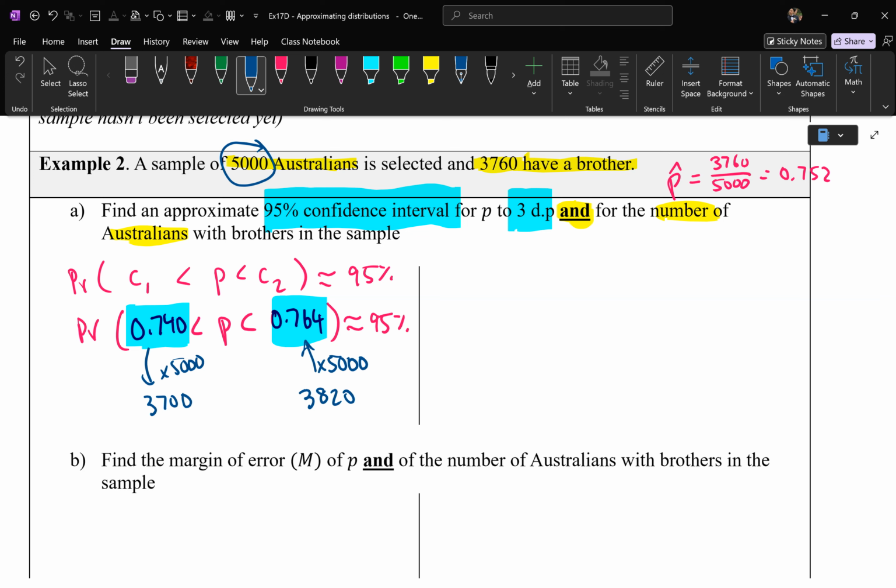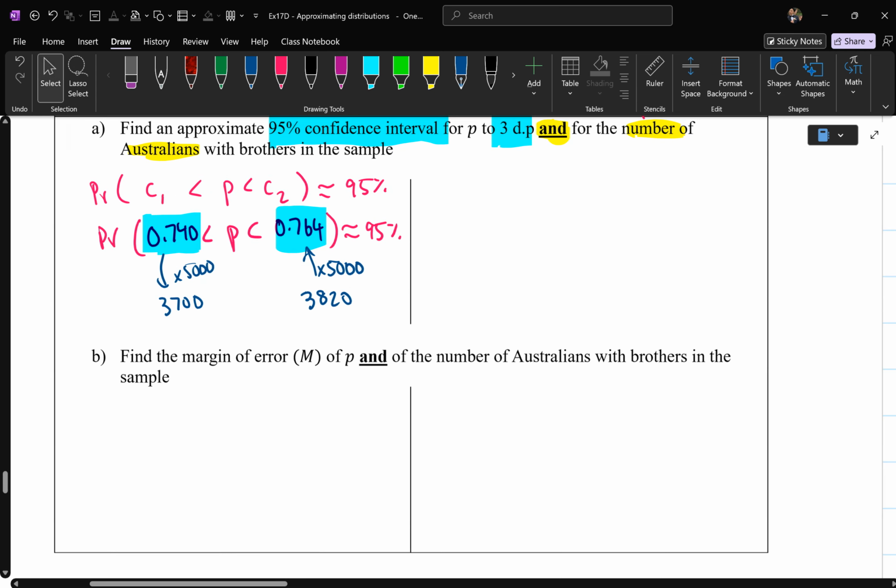So the 95% means that if I did 20 samples, 19 of them would be true. Yes, that's right, because you've got all these proportions. We're just trying to be confident that the true value is somewhere there. Yeah, that's very good.